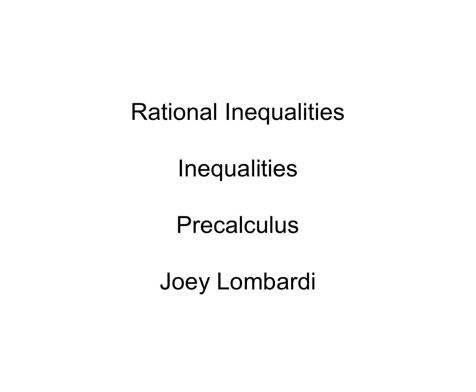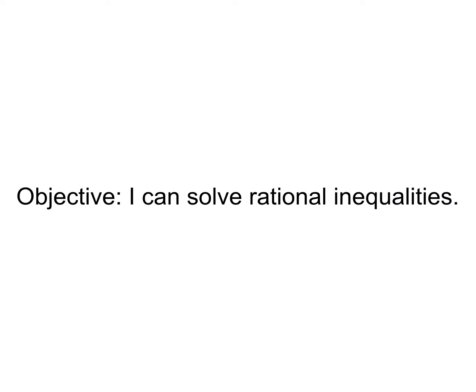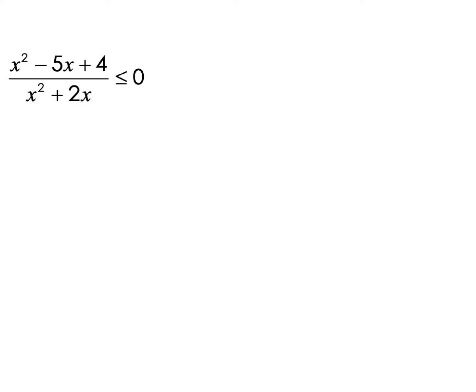Okay, so this is part 2 of this video. The objective is going to be the same. Here we have x squared minus 5x plus 4 over x squared plus 2x is less than or equal to 0. First, we set the numerator equal to 0.